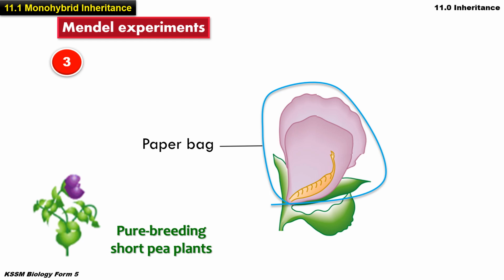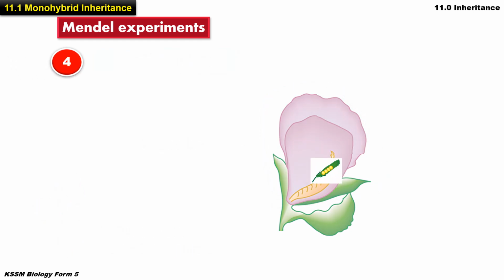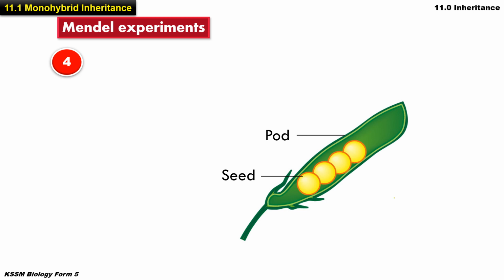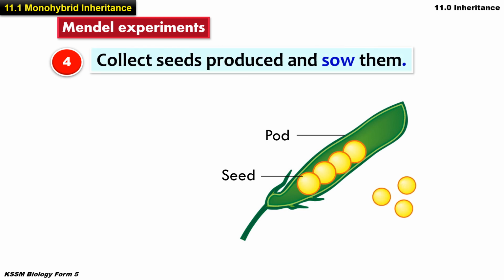Mendel covered the flower with a paper bag, and after the pollination, we learned already, fertilization will occur. Then after that, it will produce the seed. So the seed that is produced, Mendel took the seed setelah beberapa lama lah kan. So Mendel will take the seed and then sow the seed. Dia tanamlah seed tu.